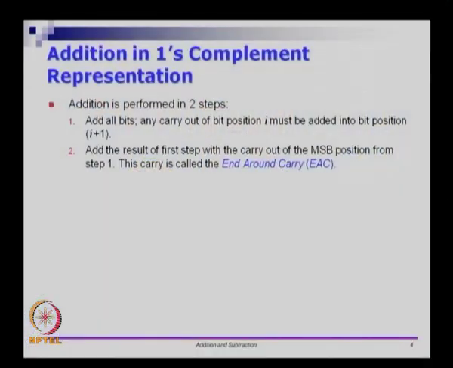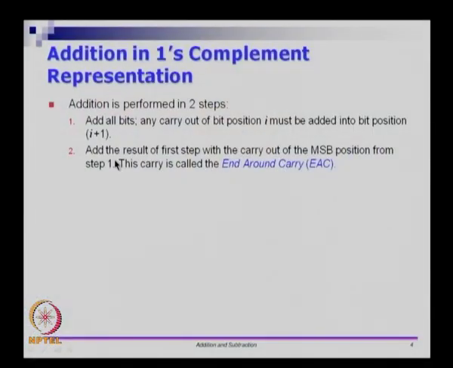So, let us see how to do addition in ones complement representation. Addition itself is done in 2 steps. If I am given 2 numbers which are already in ones complement form, that is the key thing: when we say addition in ones complement representation, the 2 numbers are given in ones complement form, and the result is expected in ones complement form. The question is how do we do it. We know what the input and output requirements are, but we do not know how to do it, so I am explaining the process.